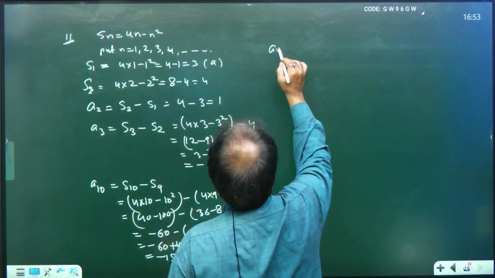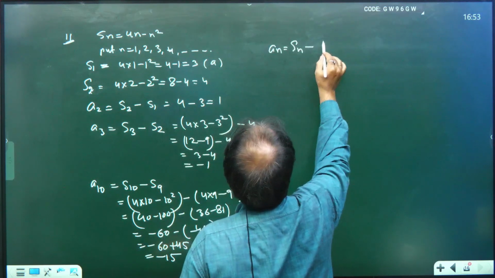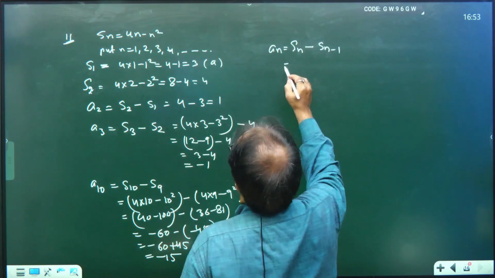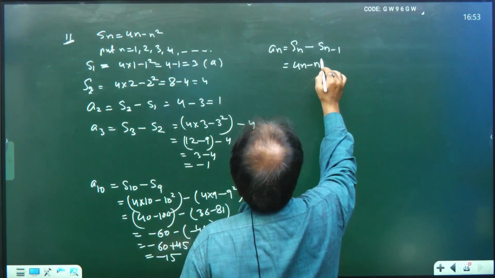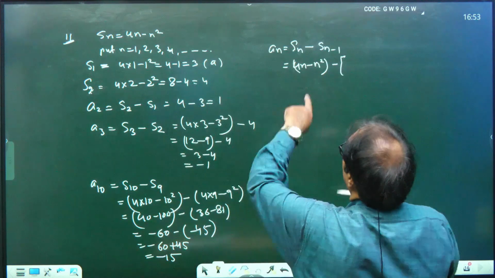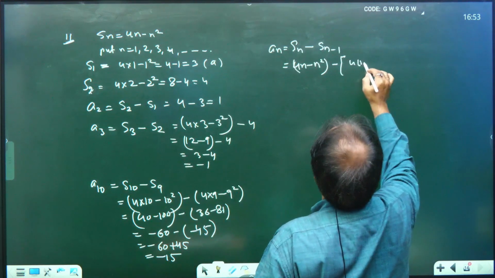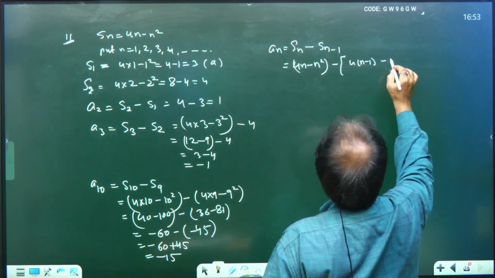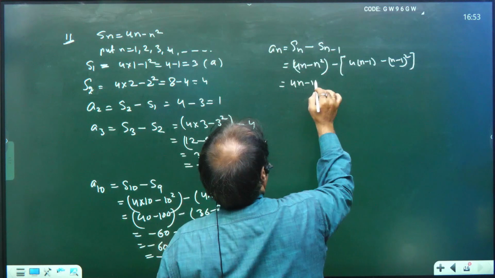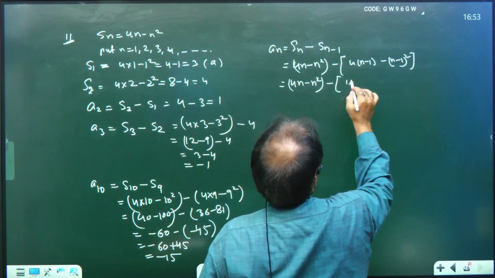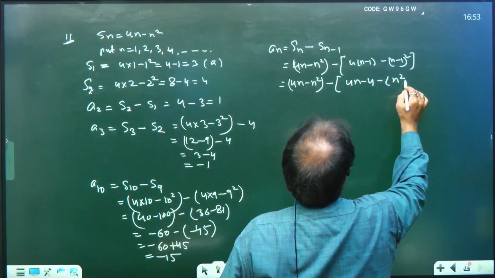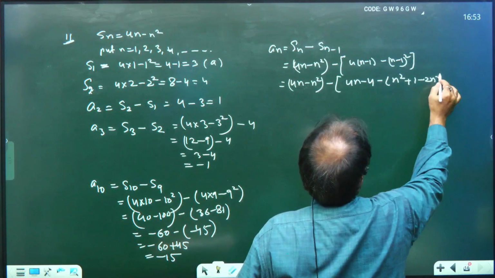So An is equal to Sn minus Sn minus 1, right? And Sn is already given, 4n minus n square. And now Sn minus 1 means n replaced with n minus 1. So 4 into n minus 1, and n square means n minus 1 whole square. So now simplify 4n minus n square, and this is 4n minus 4 ones are 4, minus, open it by applying the identity a square plus b square minus 2ab.